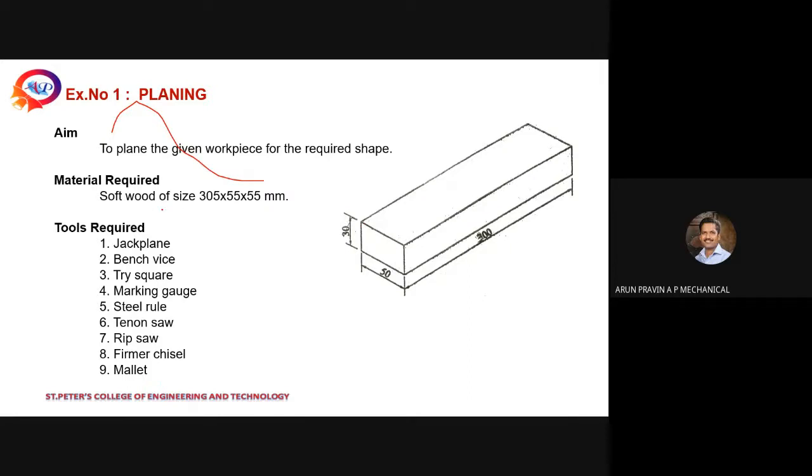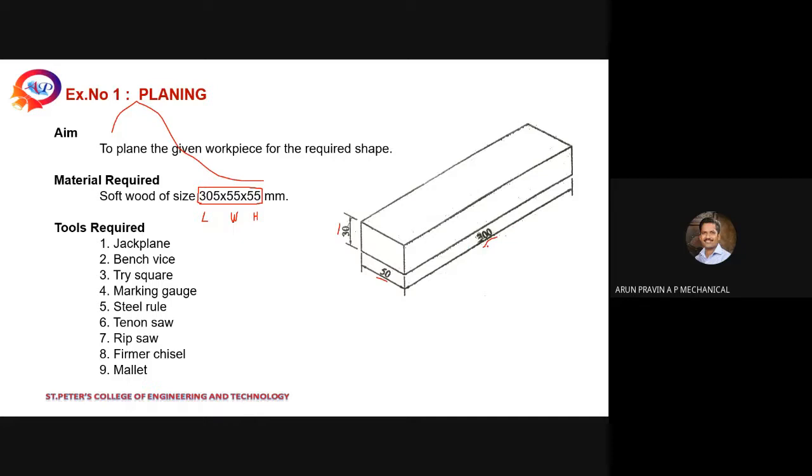Suppose your softwood is given with the dimension 305, 55, and 31. What is this dimension actually? 305 is your length, correct? Then 55 is your width, and this is the height. Length, width, height. This is your given dimension. From this, you want to make the workpiece based on the dimension 300, 50, and 30. This is your purpose.